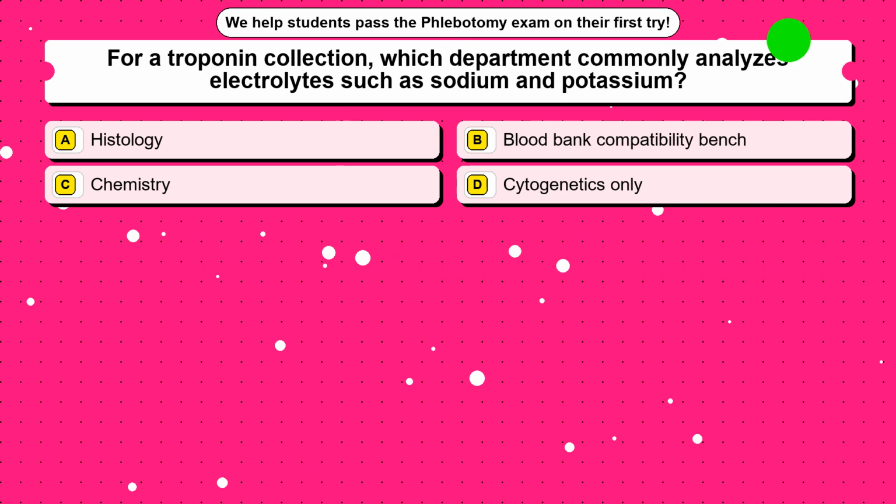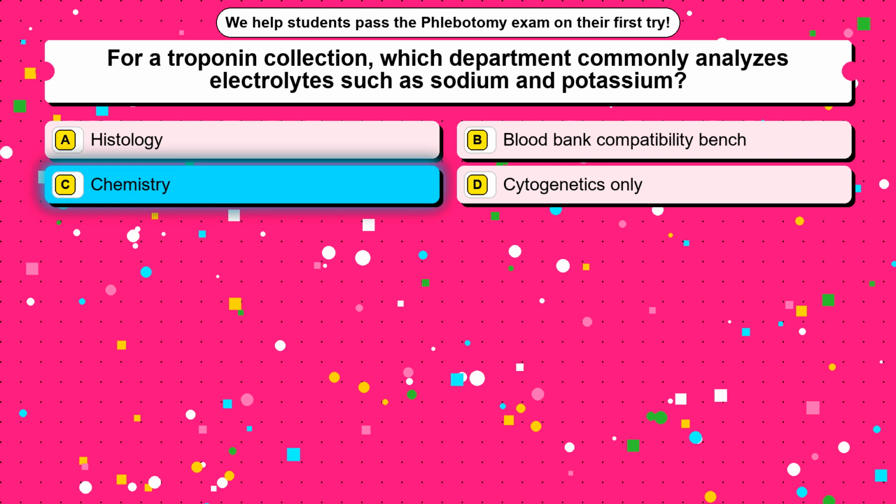Question 98. For a troponin collection, which department commonly analyzes electrolytes such as sodium and potassium? Option A. Histology. Option B. Blood bank compatibility bench. Option C. Chemistry. Option D. Cytogenetics only. The correct answer is option C.